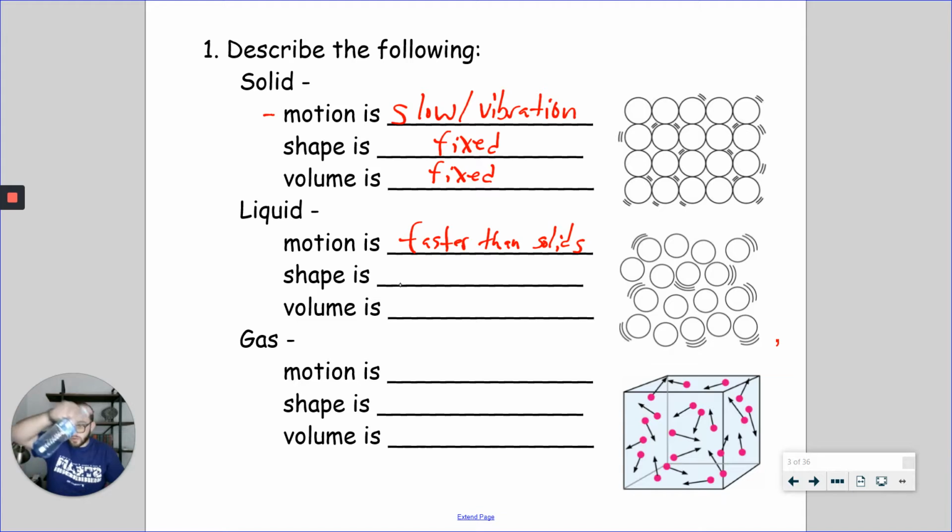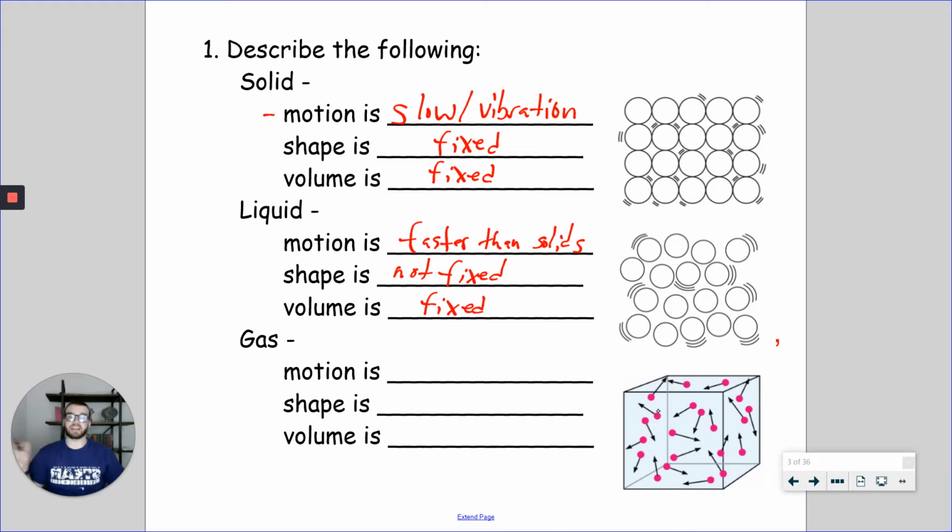Okay, the shape is not fixed. When I move around this bottle, the shape of the liquid is changing, but the volume, the amount that I have of the liquid, is not. So even though the shape of liquids can change, the volume is fixed. So the shape is not fixed, but the volume is fixed. Okay, you can see that illustrated here. That movement symbol is bigger than in solids.